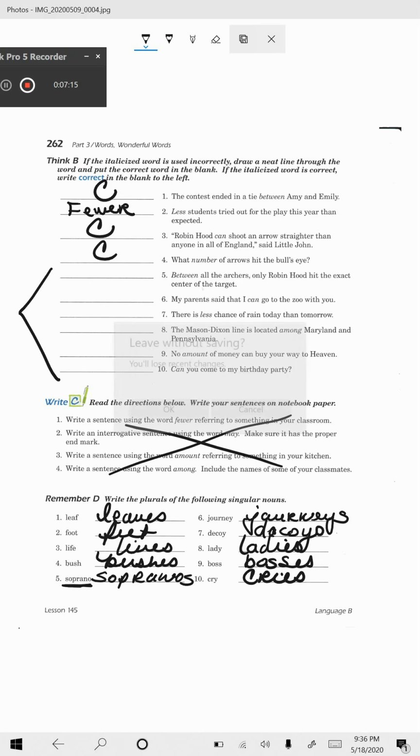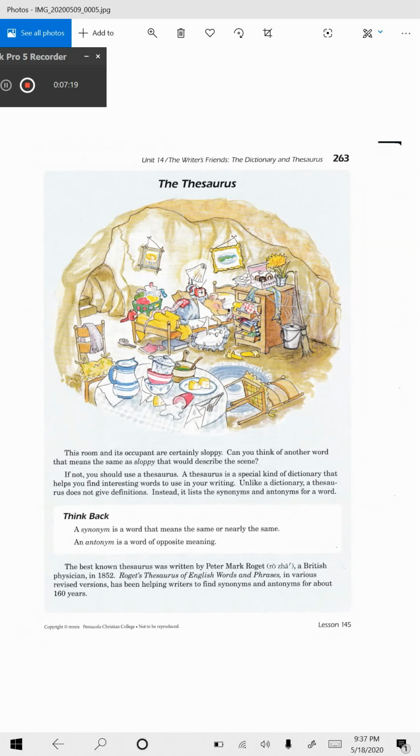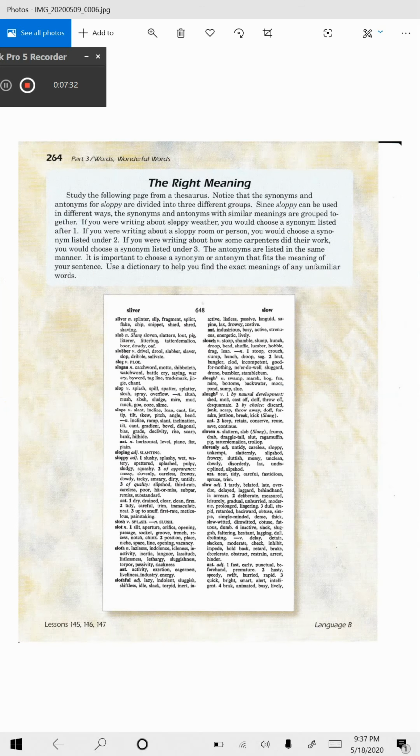All right, next page. We're cruising right along. All right, so now we're going to talk about a thesaurus. We've talked about a thesaurus a little bit in class, but not quite enough. In a thesaurus, you will see words, and actually, if you look at the next page, this is a page right out of a thesaurus.